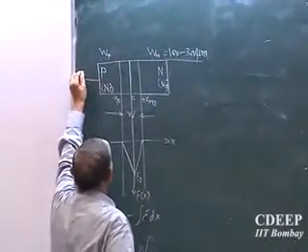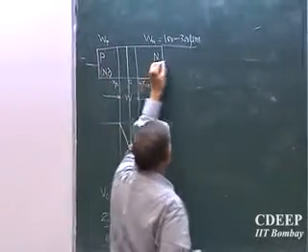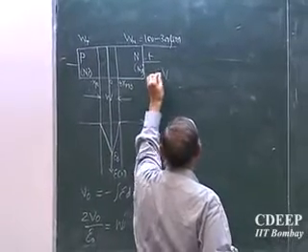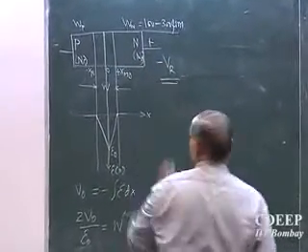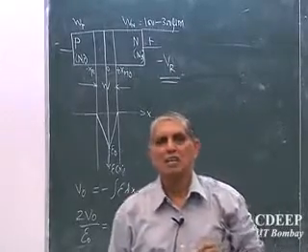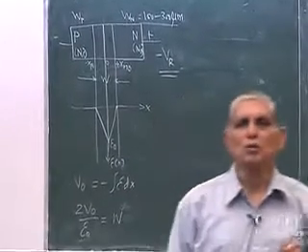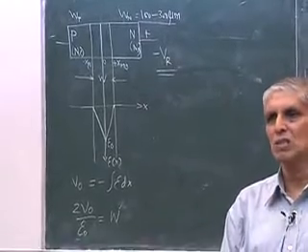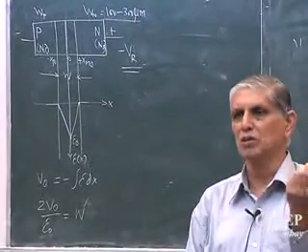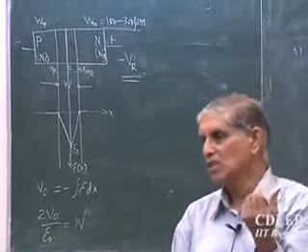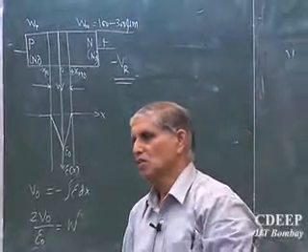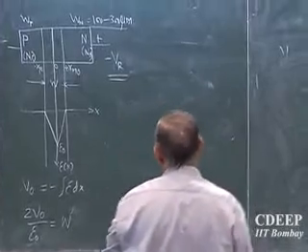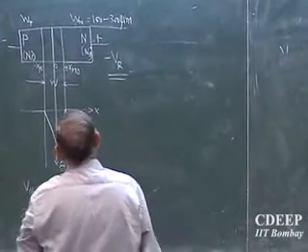Now I apply, let's say, a negative potential here and a positive potential here. If I apply negative potential to P and positive potential to N, this is called reverse bias, because P is positive and I am putting negative potential, and N is negative and I am putting positive potential. So this is called reverse bias. If I apply reverse bias to this, what do I expect?